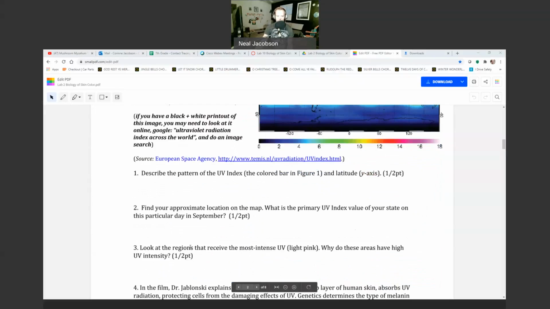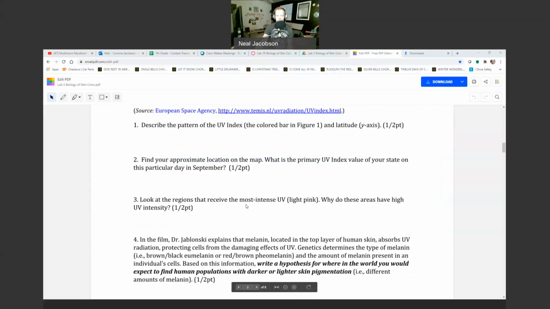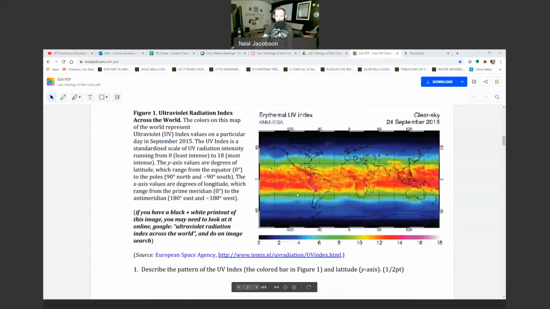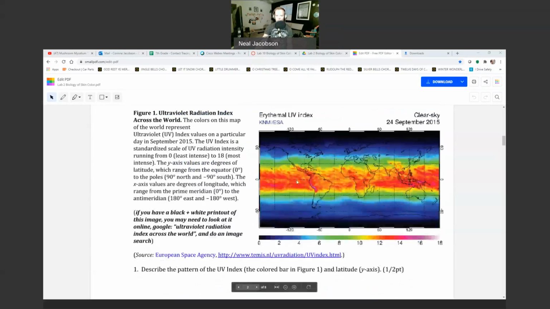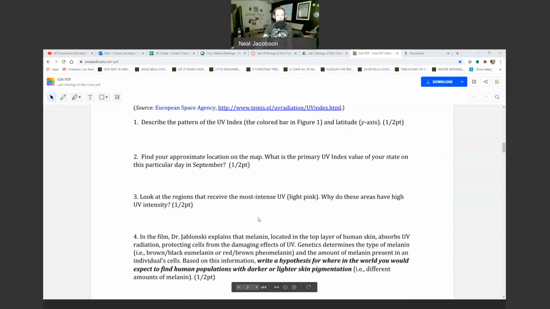And then number 3, look at the regions that receive the most intense UV light. So that's light pink. Why do these areas have high UV intensity? Well, I can see the UV light here. This is the Andes Mountains, and so that's high elevation. I believe there's some mountains out here off the coast of Australia and the Polynesian Islands. I believe there's some high elevation there. And so it's close. So there's 2 reasons, right? Why is it the most intense? Well, one is that it's right along the equator. And then the second is that it's high elevation.